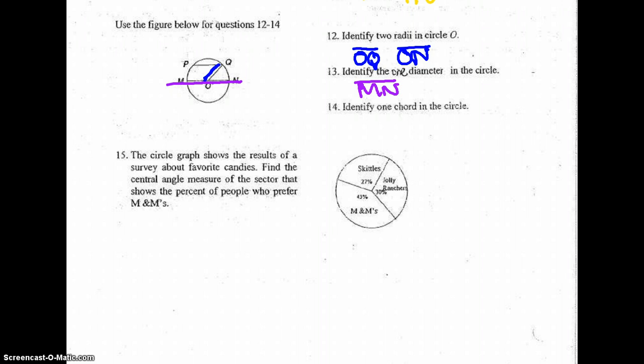And identify one chord in the circle. Remember, a chord does not go through the center, so the chord would be PQ.